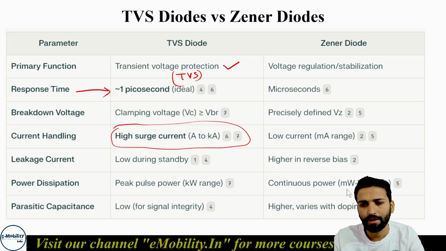So these are the two different types of diodes. This is all for this video. We'll be learning about the BJT in the next topic.